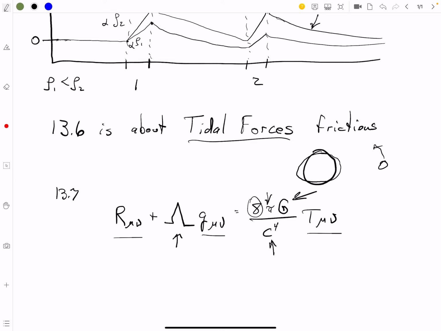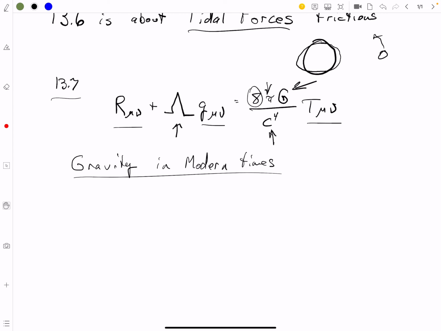So it's a very interesting 13.7. If you're really into physics, this tells about gravity and how we think about it now. Okay, gravity in modern times. All right, so good. We've covered gravity. I think we're totally on track.